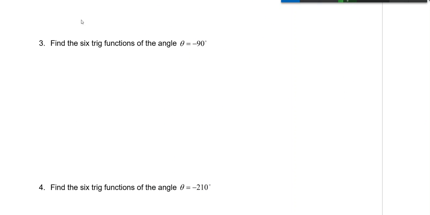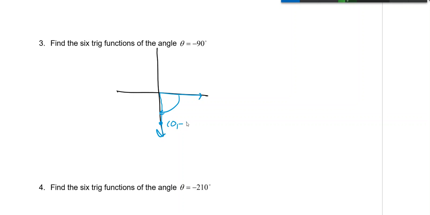Negative 90 degrees starts at the positive x-axis, as do all of our central directed angles. Here's my initial ray. Go 90 degrees this way. I end up down here. And I'm supposed to pick a point anywhere on this terminal ray. It doesn't matter where we pick it.